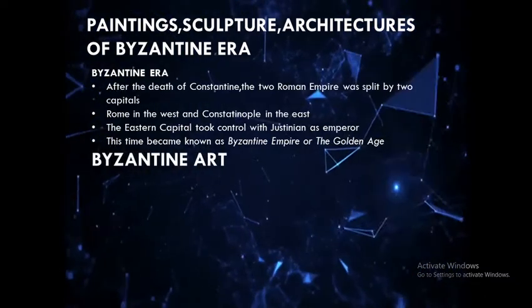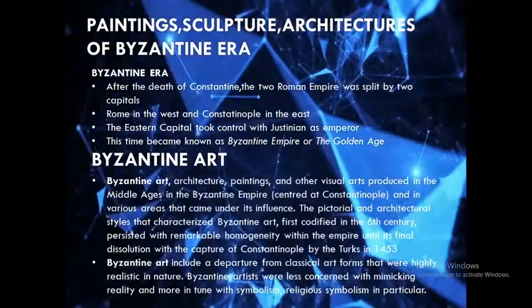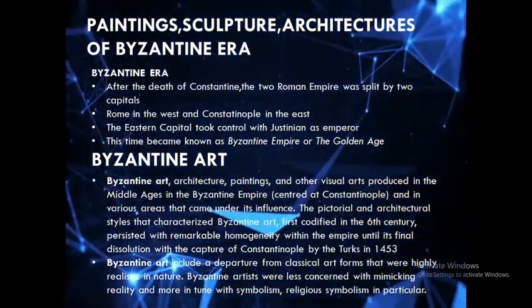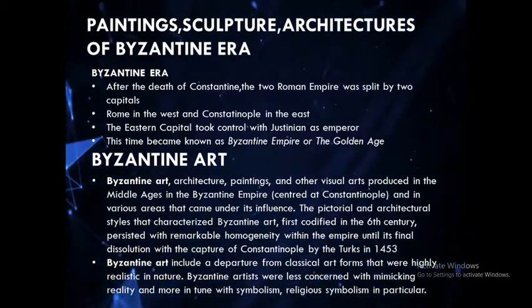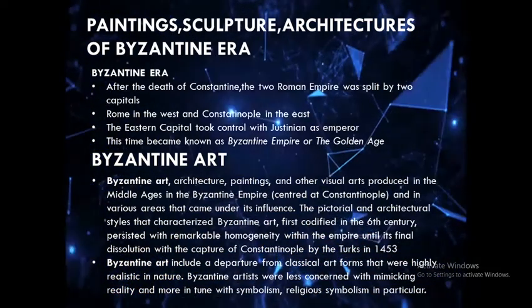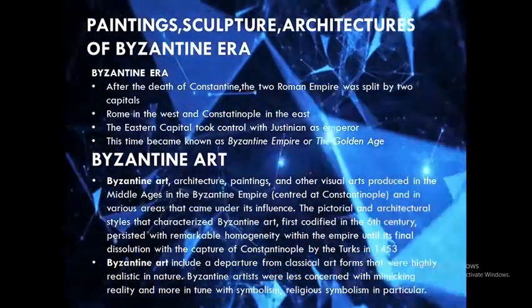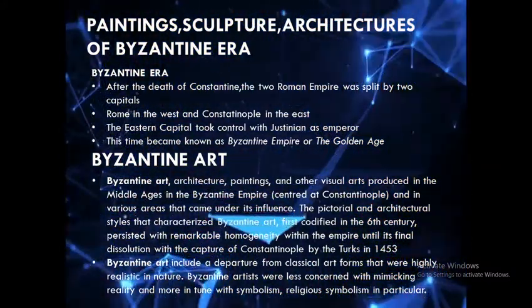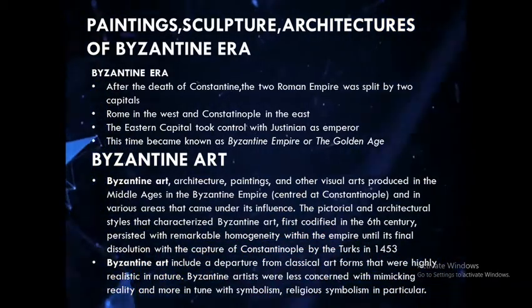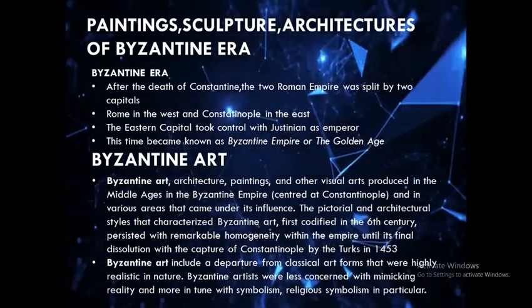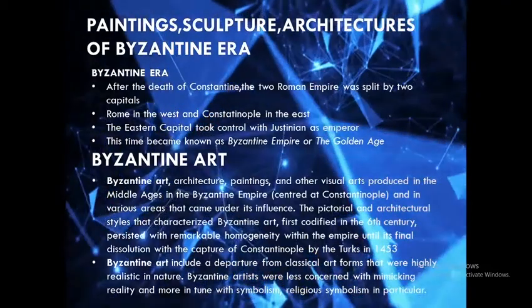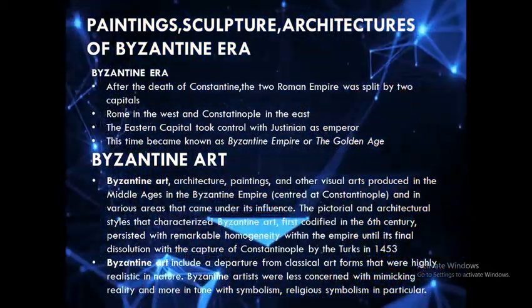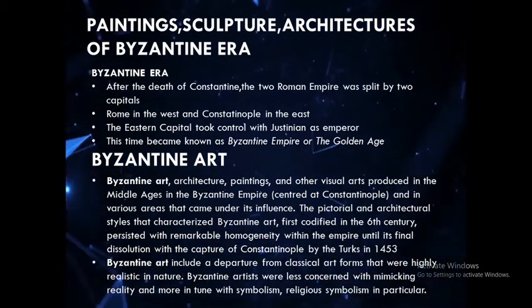Byzantine art. Byzantine art, architecture, paintings, and other visual art were produced in the Middle Ages in the Byzantine Empire, centered at Constantinople, and in various areas that came under its influence. The pictorial and architectural styles that characterize Byzantine art, first codified in the 6th century, persisted with remarkable homogeneity within the empire until its final dissolution with the capture of Constantinople by the Turks in 1453.